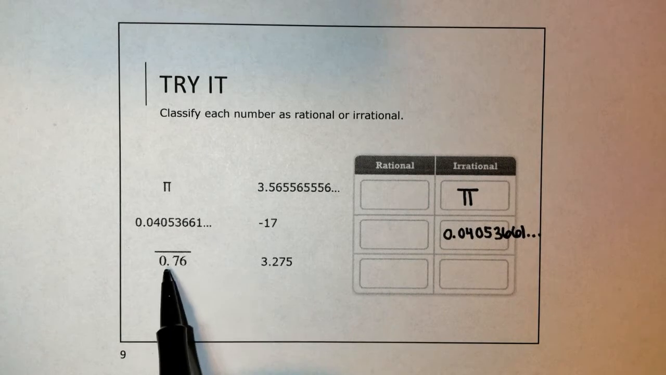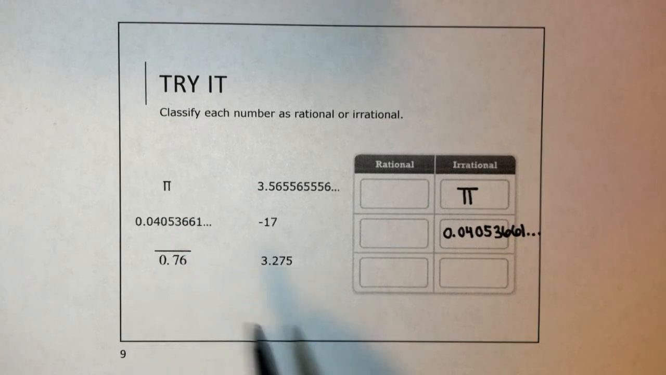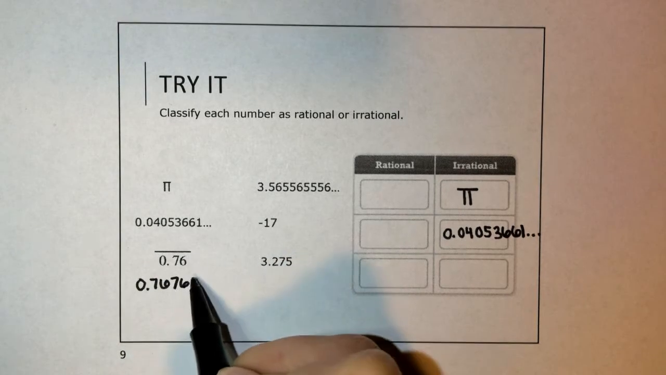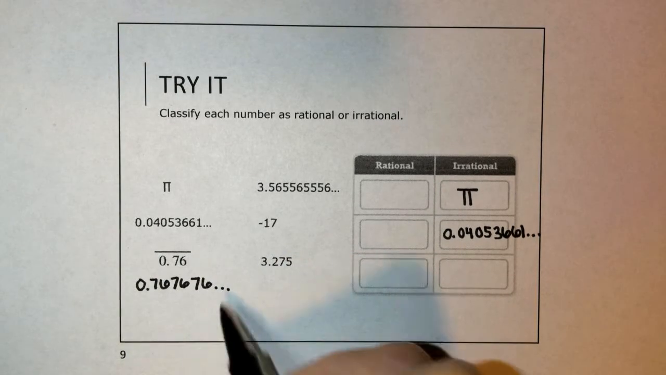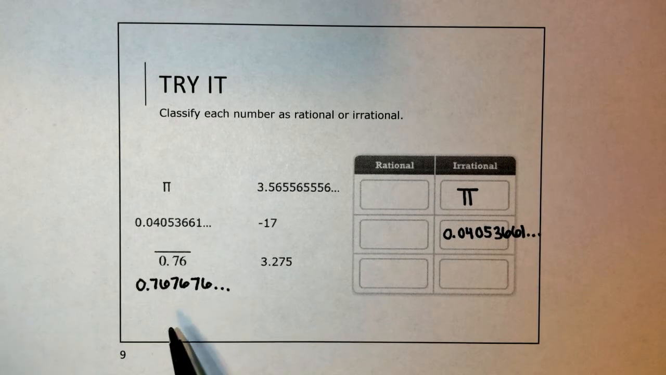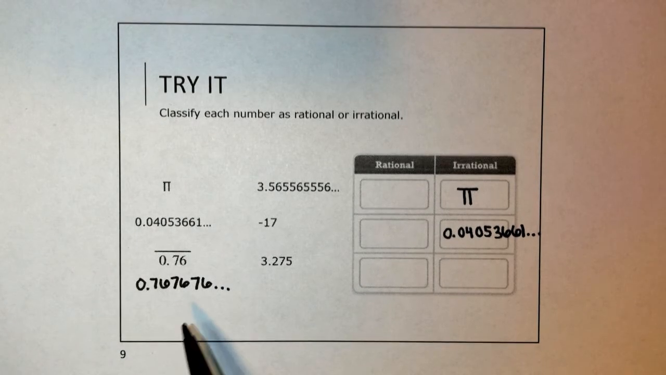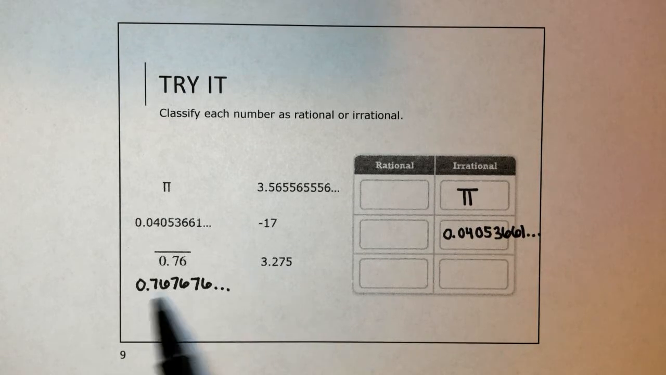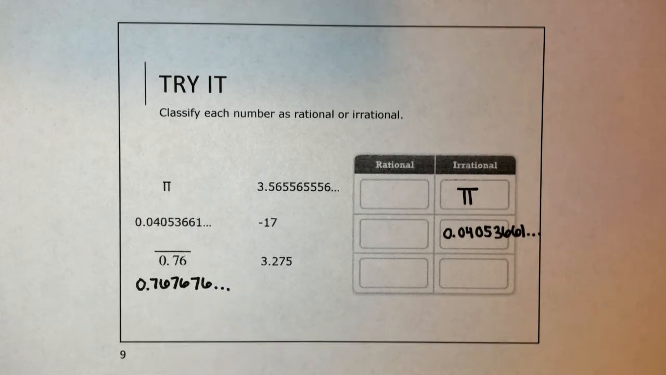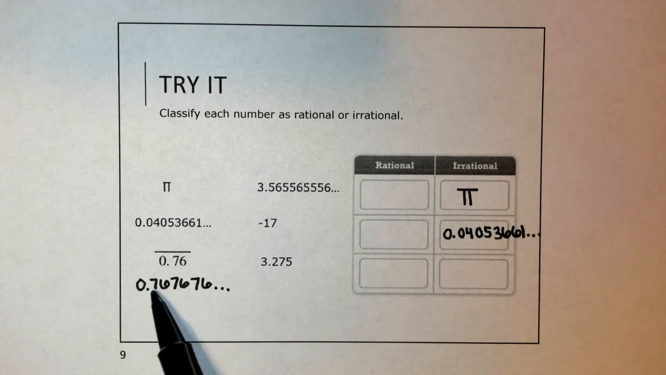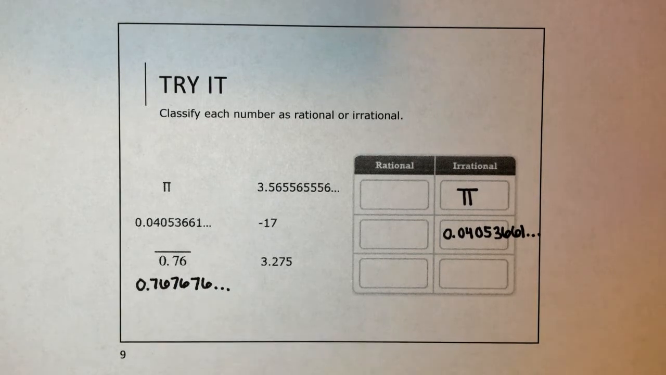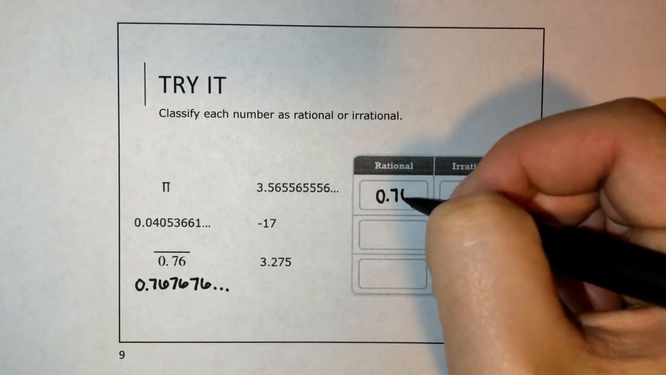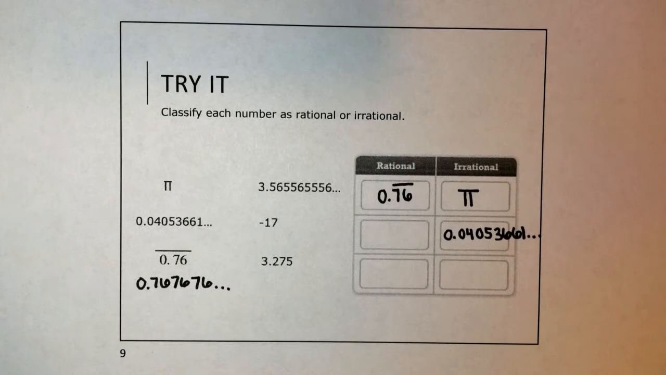Over here, 0.76, the 76 is repeating. So that means it's 0.767676, and that keeps on going forever and ever. So here, in order for it to be rational, either one has to terminate or two has to be a repeating decimal. So it doesn't terminate because it keeps on going, but it does repeat. It has this pattern of 767676. So that means it's rational. So 0.76, and the bar goes over the 7 and the 6.